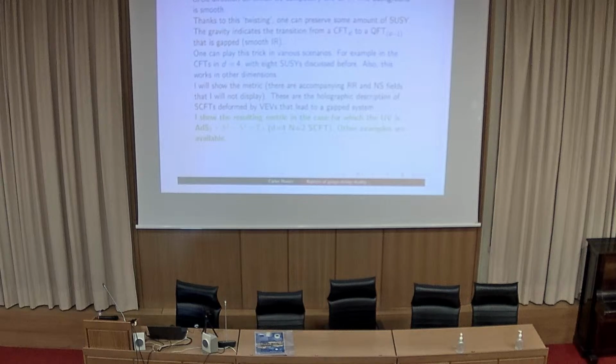Thanks to this mixing, this twisting, one preserves some amount of supersymmetry. This makes the resolution of the equations of motion and everything nicer and simpler and ensures stability. The gravity indicates a transition from a CFT4 to a quantum field theory in 3D that is gapped with a smooth infrared. And one can play this trick that I mentioned. This goes for the thing that Elias was asking in the beginning, in different scenarios. For example, in the CFT4s that we were discussing before, but also in any other direction.